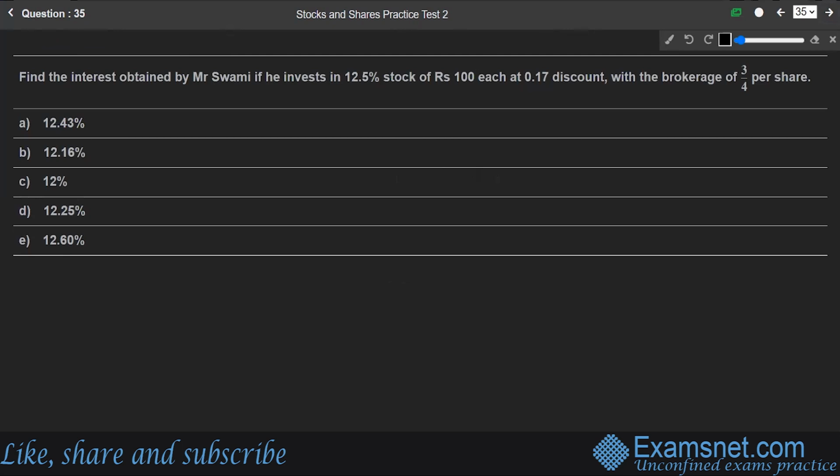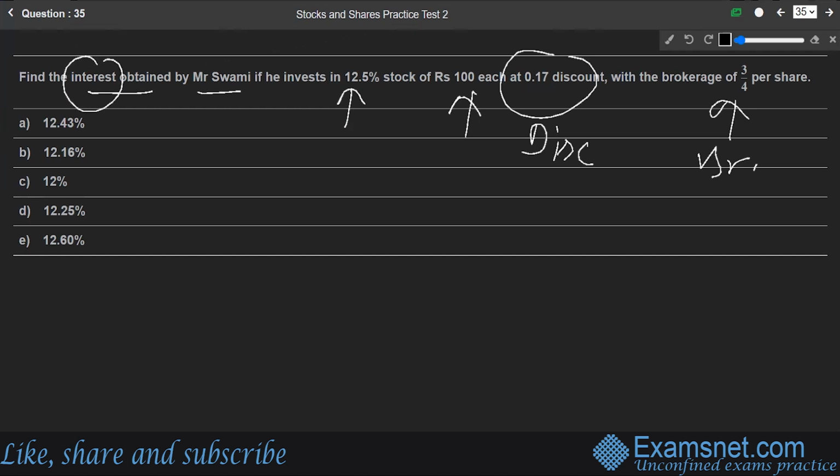Question is, find the interest amount obtained by Mr. Swami if he invests in 12.5% stock. So clearly the dividend value is 12.5 over a face value of 100, of stock of rupees 100 each. So the market value is also 100. 0.17 discount. So the discount value is also given to us, with a brokerage of 3 by 4 per share. So the brokerage value is also given to us. All the values have been given to us. We are supposed to find out the rate of interest.